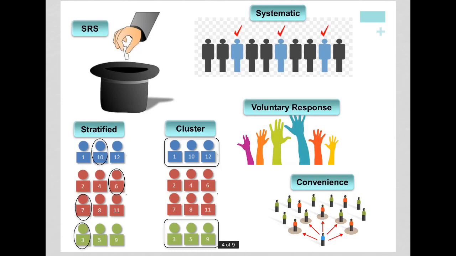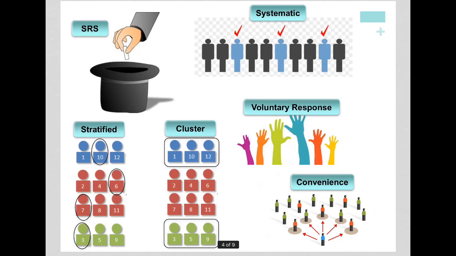So voluntary response, remember, is basically where people are self-selecting, so they are choosing to be in the study. It'd be like if I was doing a study in class and I said, let me have 6 volunteers come up and then basically have you guys do whatever it was, and then you guys would be my voluntary response sample.